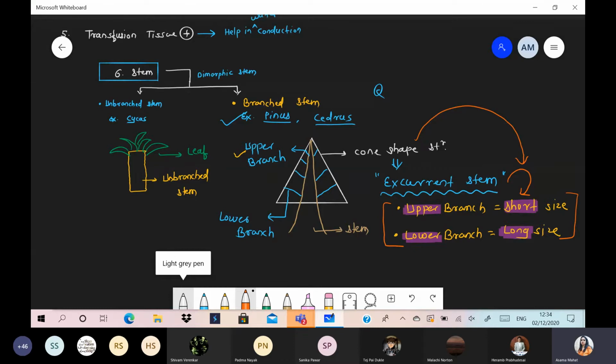Done, this part clear? Any doubt? Any doubt on what is the meaning of X current stem system? Cone shape. Upper branches short in size, lower branches long in size. They form a cone shape.